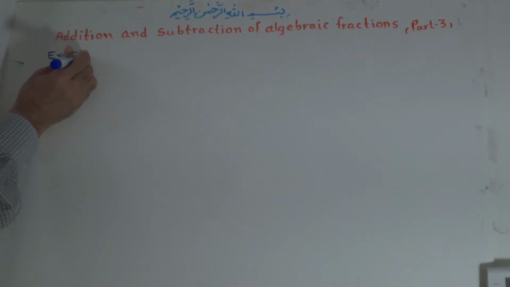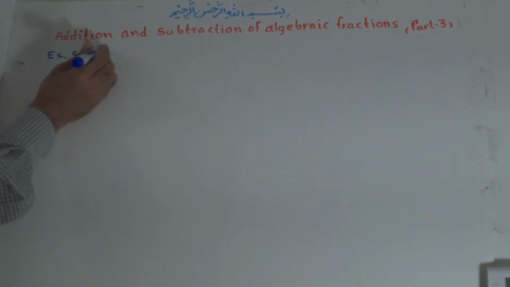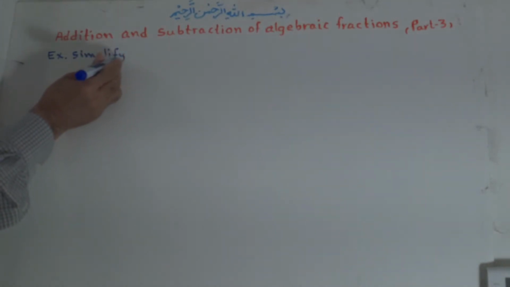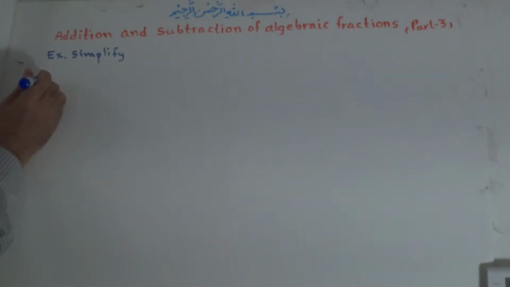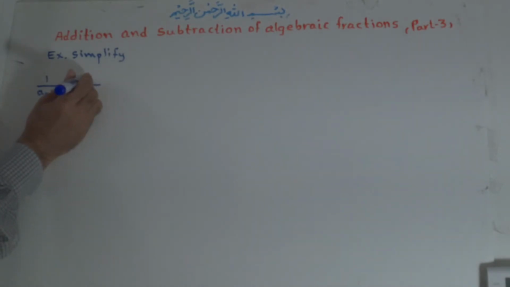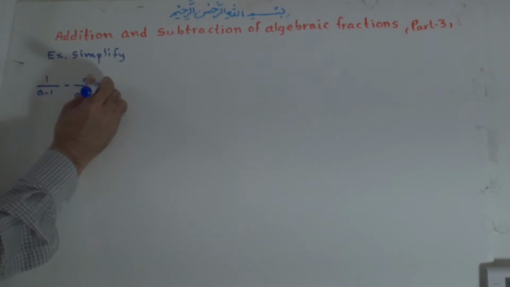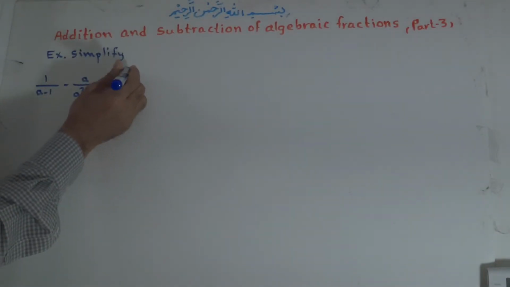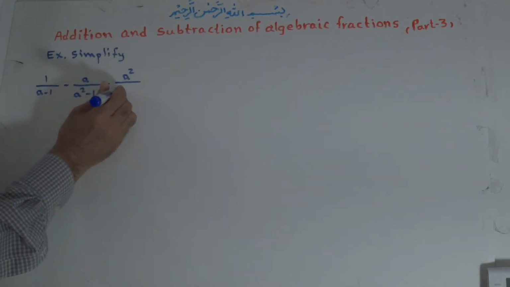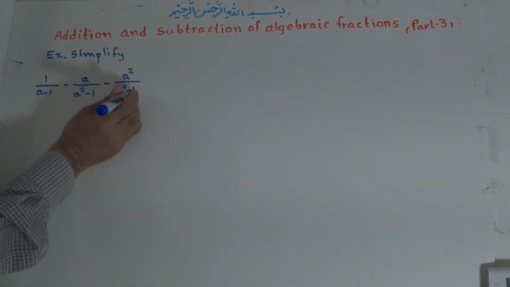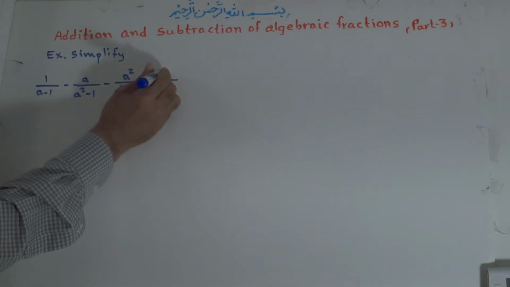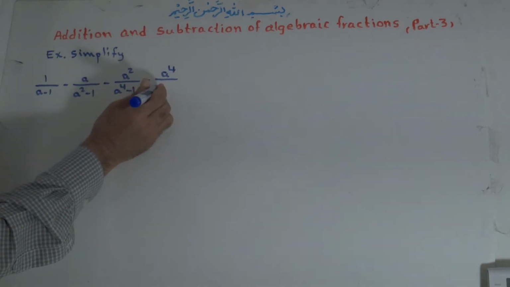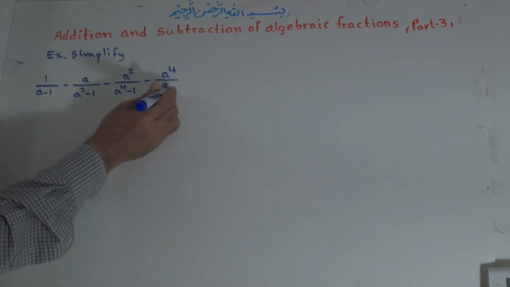Simplify: 1 over a minus 1, minus a over a squared minus 1, minus a to the power of 2 over a to the power of 4 minus 1, minus a to the power of 4 over a to the power of 8 minus 1.